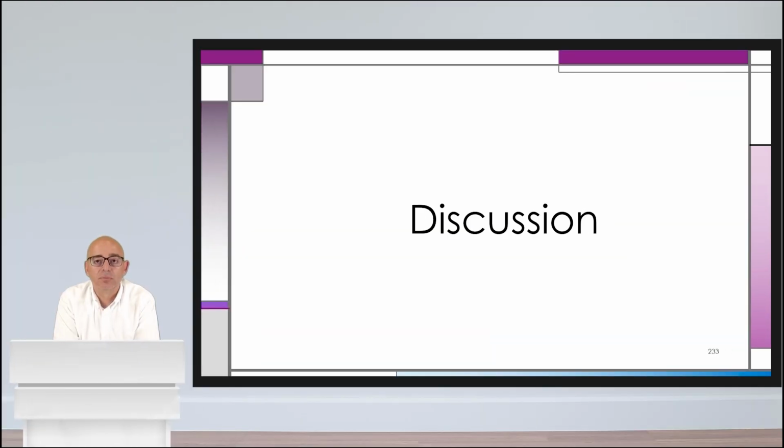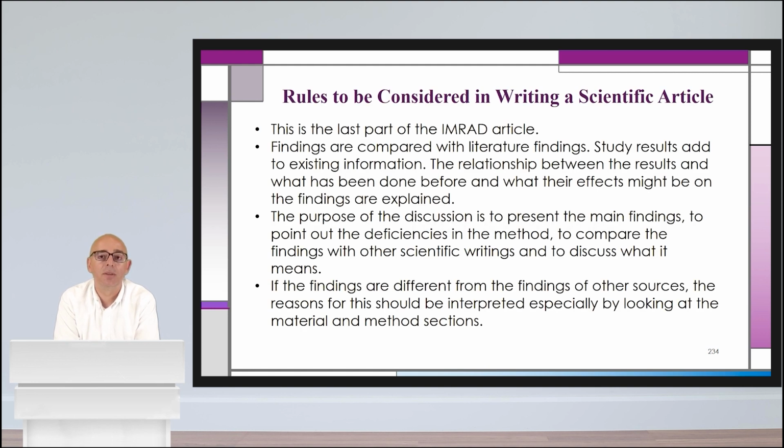So, the discussion, the heart, the brain, whatever you call it, of your scientific paper. This part totally belongs to you. This is maybe the only subjective part of your study, because you will make further interpretations and comments about the solid findings or statistical facts that you reached as a result of your study. Findings are compared with literature findings. Study results add to existing information. The relationship between the results and what has been done before, and what their effects might be on the findings, are explained.